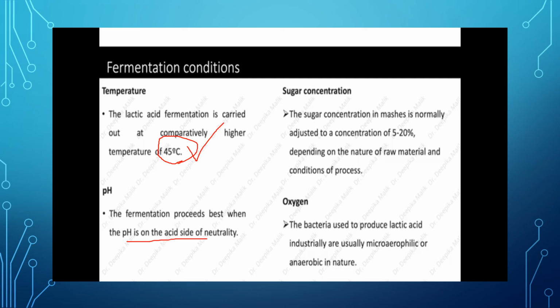Sugar concentration. The sugar concentration in molasses is normally adjusted at a concentration of 5 to 20%. Oxygen. The bacteria used to produce lactic acid industrially are usually microaerophilic or anaerobic in nature.